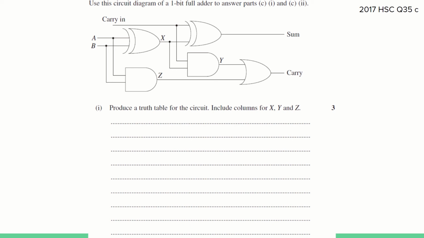All right, so we're given a full adder. It tells us it's a full adder. Produce a truth table for the circuit. Include the columns for X, Y, and Z. Now, what is a half adder? What's a full adder made up of?